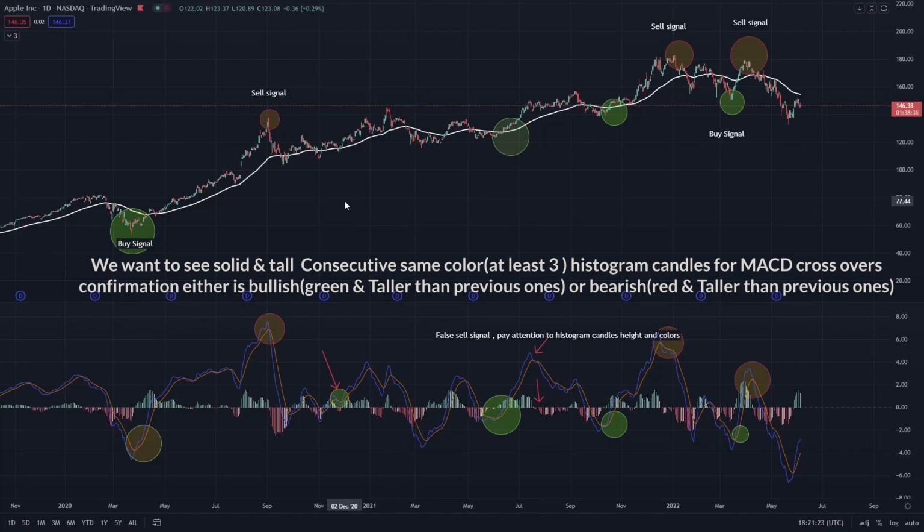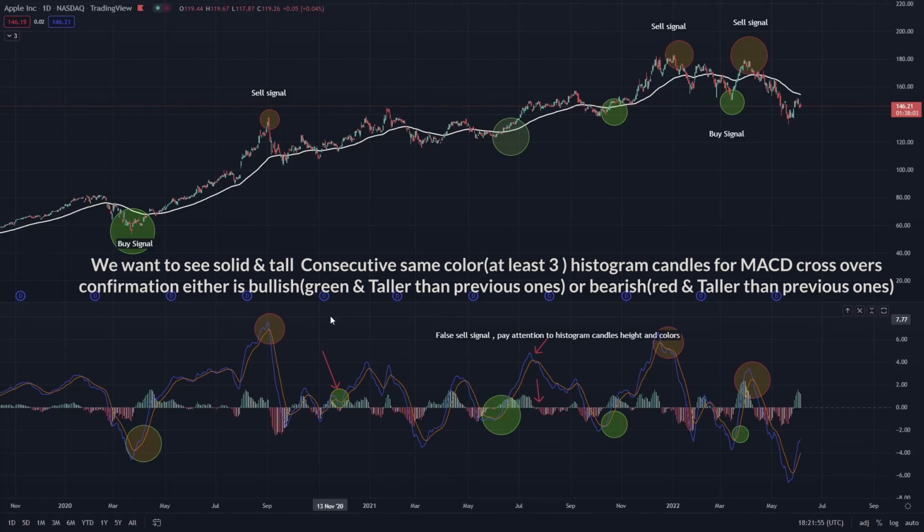So we are going to open a long position and get a buying signal from MACD when the blue line crosses above the orange line, and when the MACD histogram candles are very strong, tall and green. And we're going to open a short position and get a sell signal from MACD when the blue line crosses below the orange line, and when the histogram candles are very strong and red.